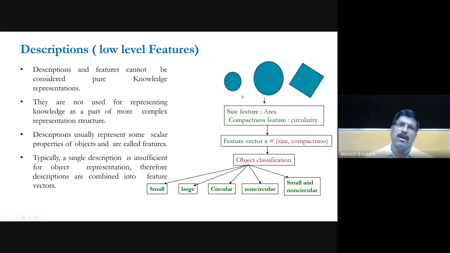Generally we extract a number of features, and then those features are arranged in a feature vector, and after that it is given to the statistical classifier. The statistical classifier generally uses the numerical features, and then classifies the object into various classes and so on. So that we studied in yesterday's talk.